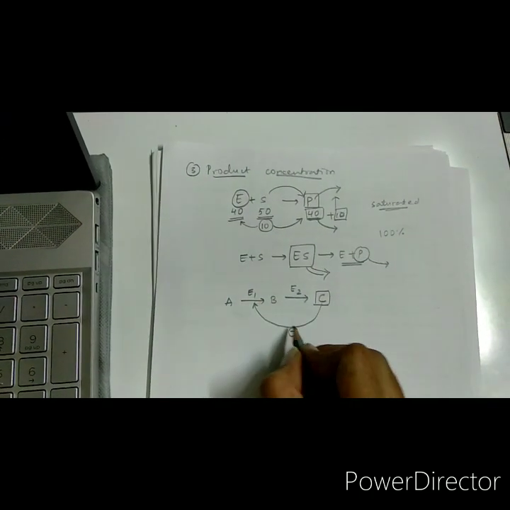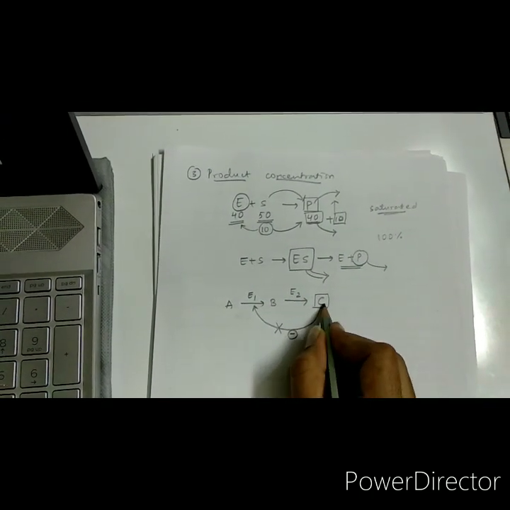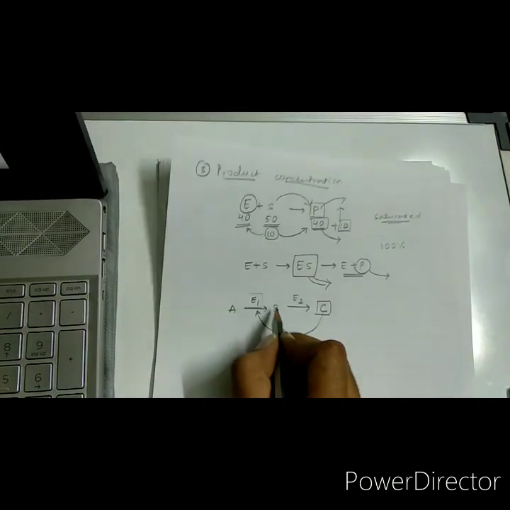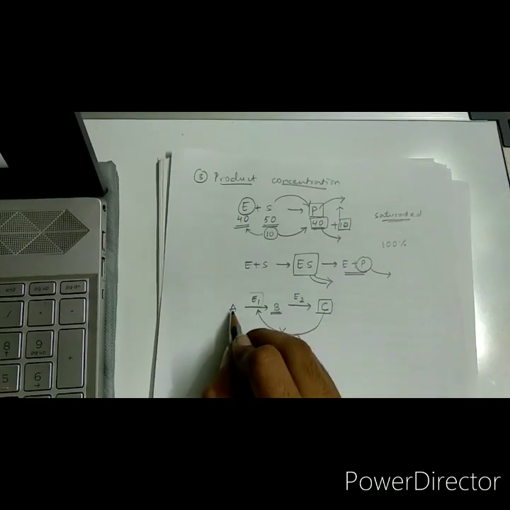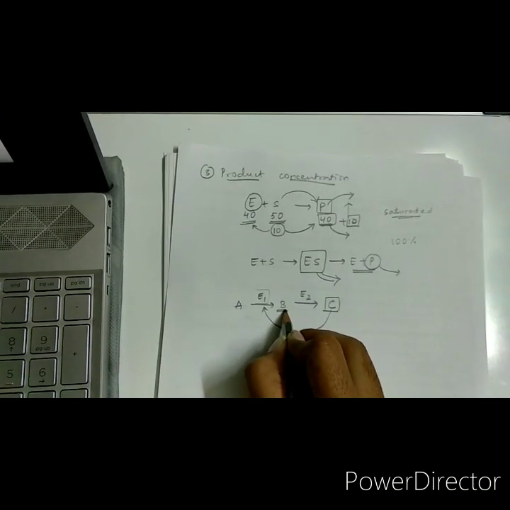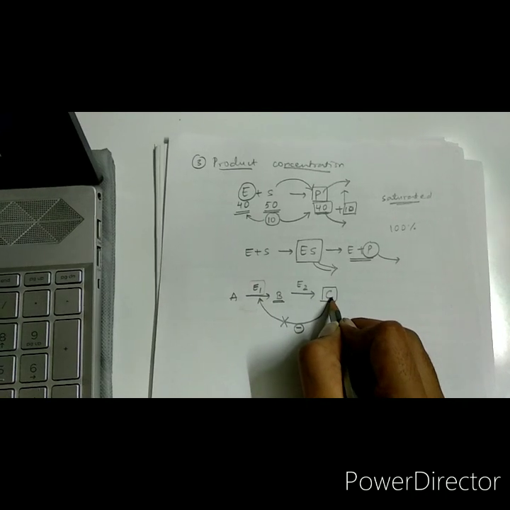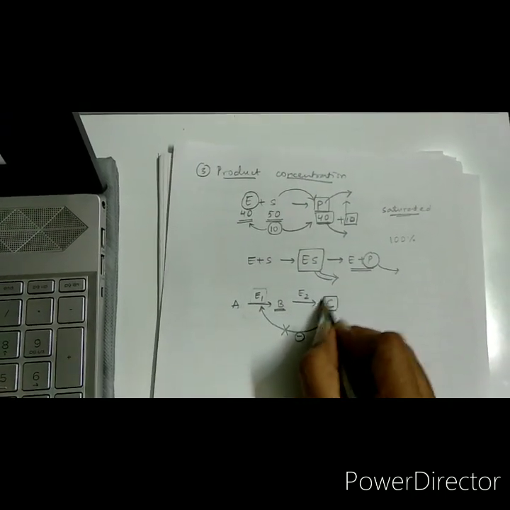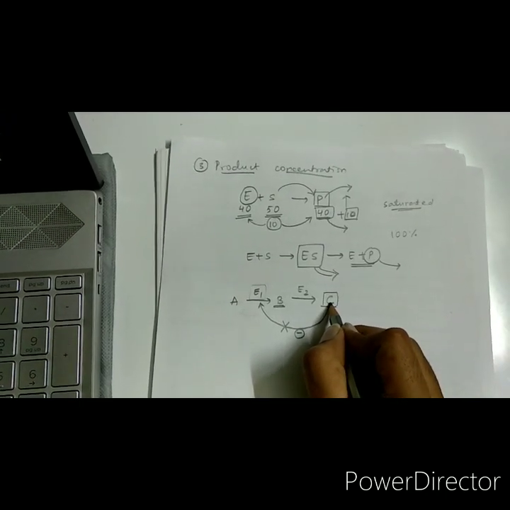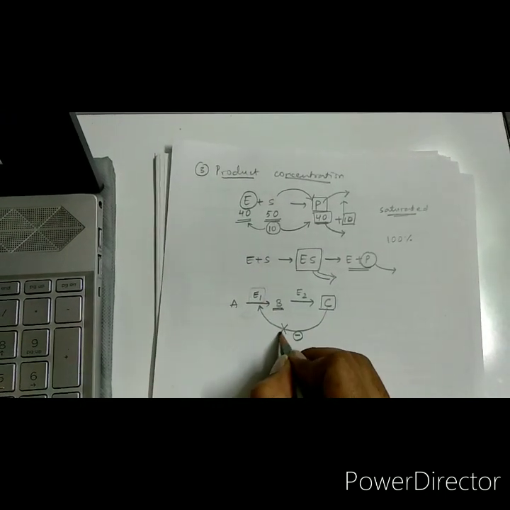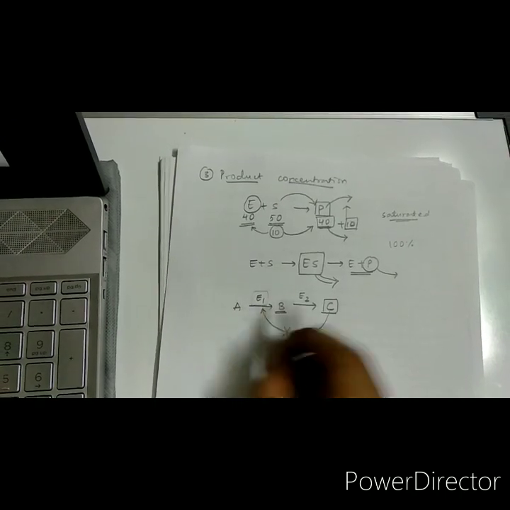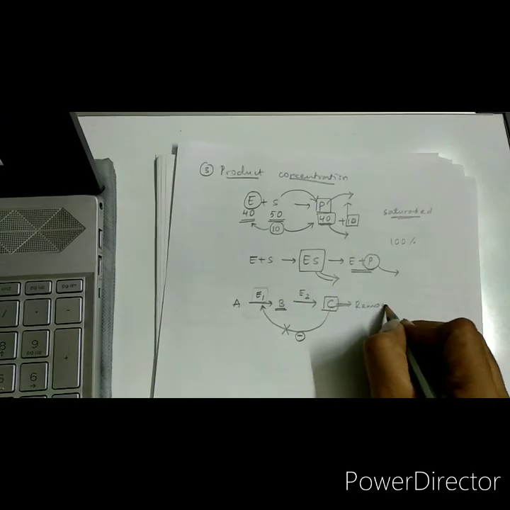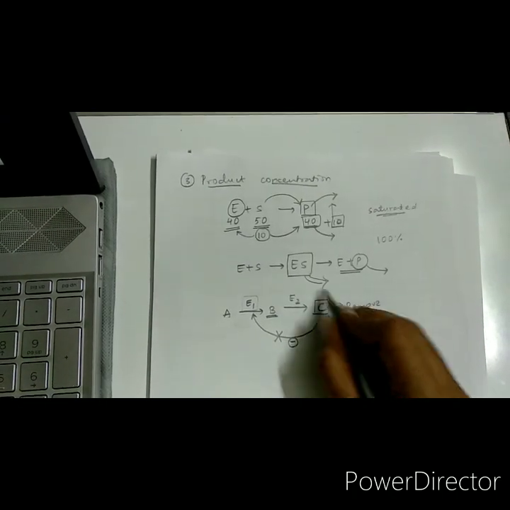If E1 is inhibited, there is less amount of B, that is, A will not be converted into B, and similarly B will not be converted into C. So in order to prevent the inhibition of E1 by C, this C should not interact with E1, so we have to remove the product formed from the reaction.